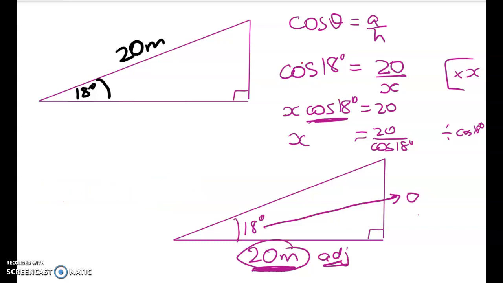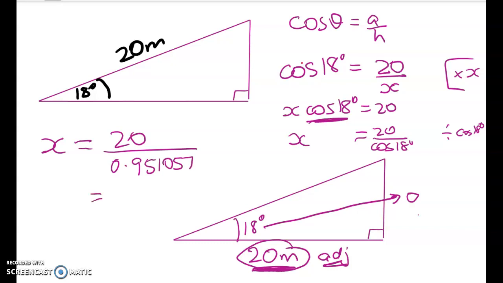Just going to use some space over here. So now we have x is equal to 20 divided by 0.951057, which gives me an answer of 21.0 meters. So let's just quickly look at why those answers make sense.